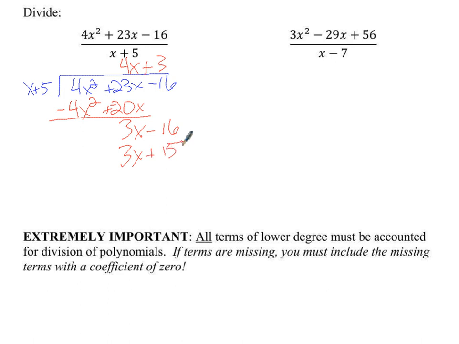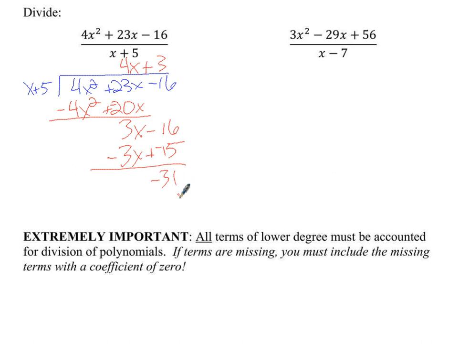Now what do I do? Change all the signs and add. 3x minus 3x is 0. It's gone. Negative 16 plus negative 15 is negative 31. It's very easy to think that that should have been negative 1. But it's not, because we changed all the signs and we added. So be careful there.